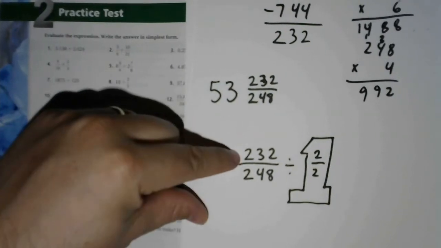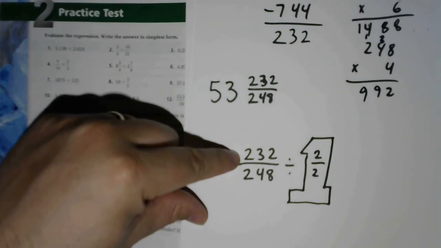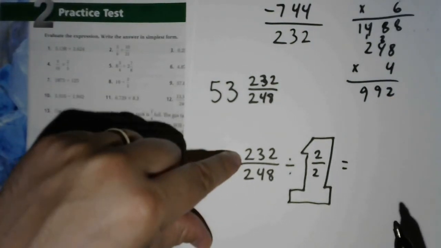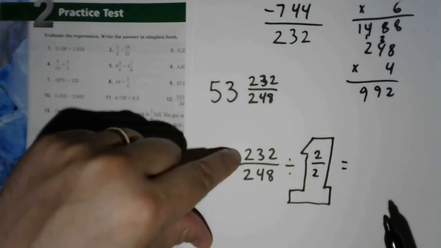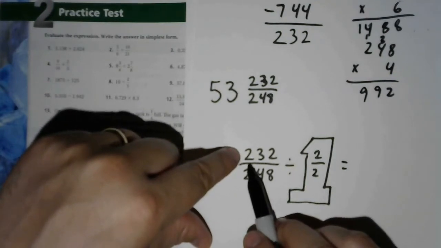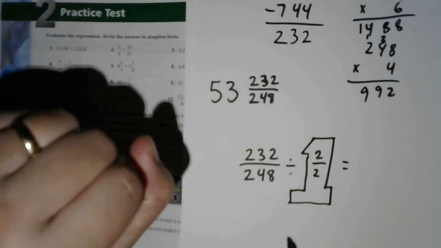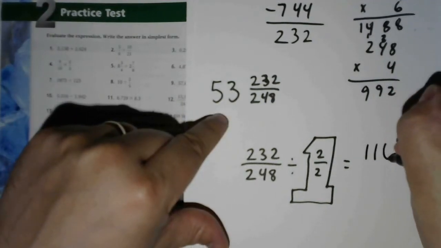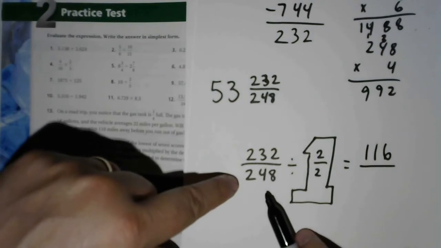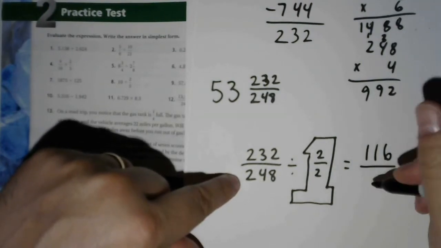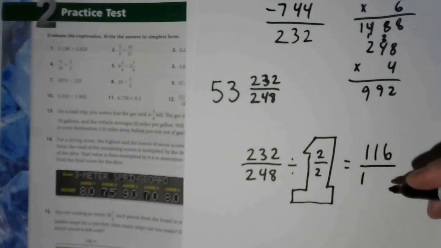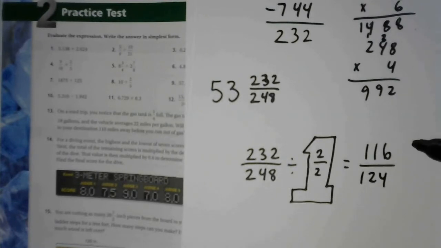So I have to think 232 cut in half. Now I could do a division problem there, and I could figure that out, but I know it's going to be 100, and then because half of 200 is 100, half of 32 is going to be 16, so that's 116. And then I'll do the same thing with 48. Half of 200 is 100, half of 48 is going to be 24. So I get 116 over 124.